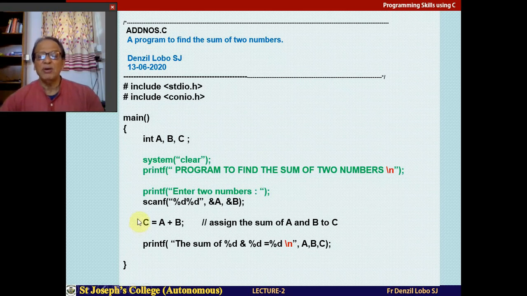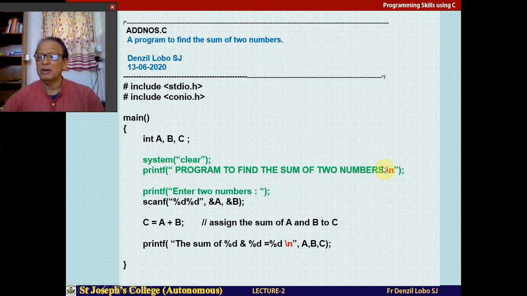Therefore, after declaring the variables, always say system clear. This is in Unix. In Borland C, you say clrscr. That means clear the screen, because there may be a lot of junk on the screen. So you clear the screen. After that, the title of the program will come. This is not going to be printed as code, but what you say in printf, program to find the sum of two numbers, will be printed there.